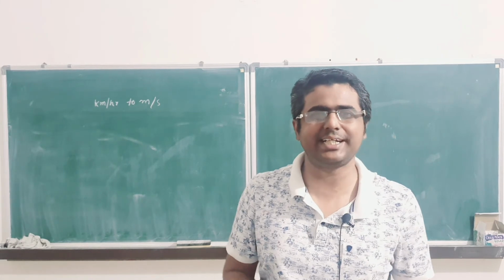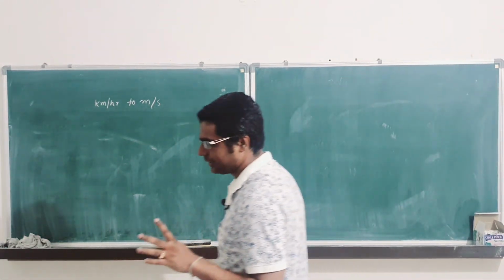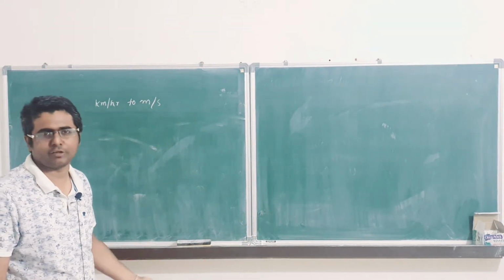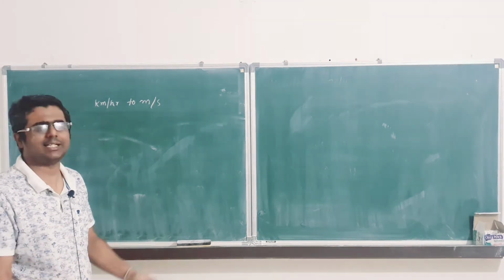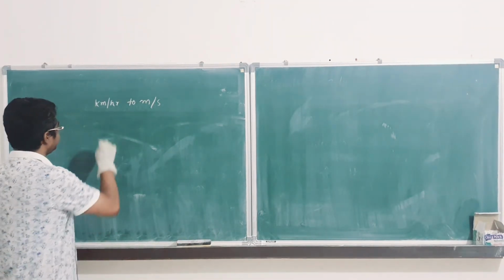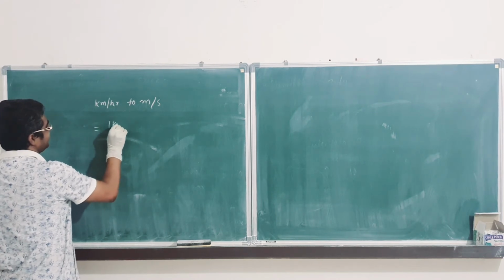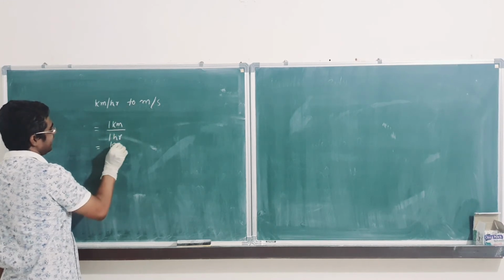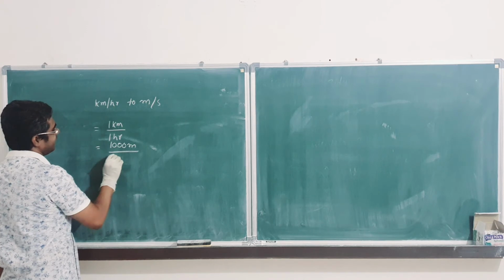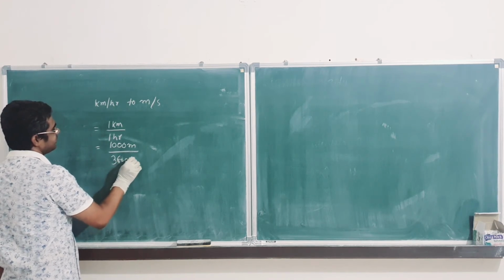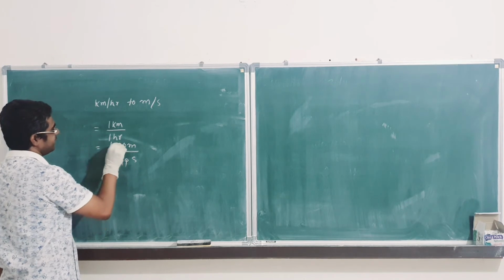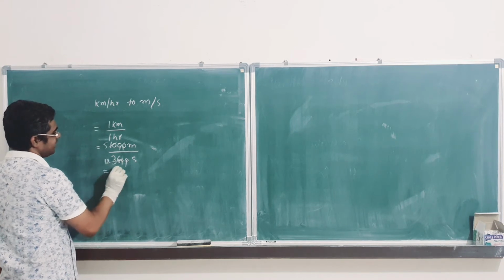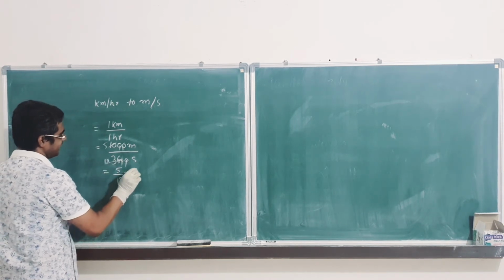Don't remember those 18 by 5 and 5 by 18, because life will not have only this conversion, there will be so many conversions. So we have to devise a method which we can apply to do any conversion. So how do we do it? This is basically nothing but 1 kilometer by 1 hour. Now I have to convert this kilometer to meter, so I can write 1000 meter, and 1 hour I can write 3600 seconds. So this one cancels out, and after cancelling you will get 5 by 18 meter per second.